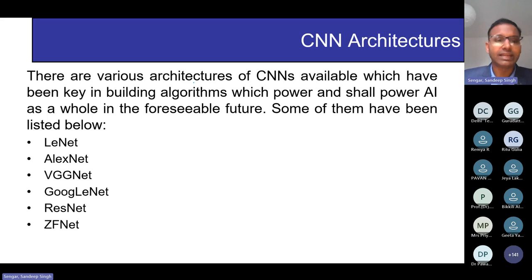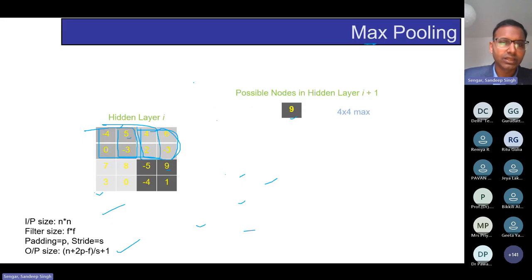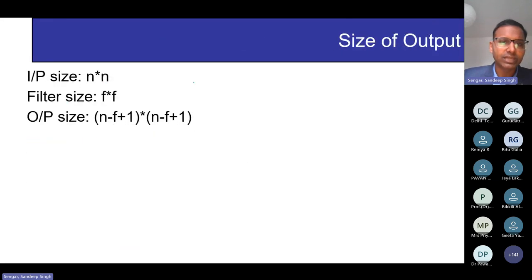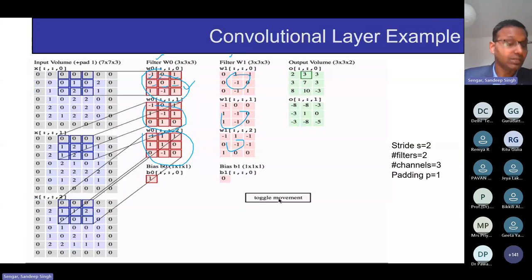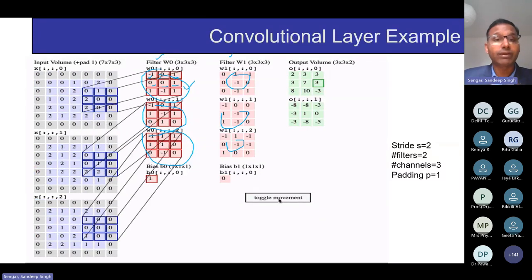In the VGGNet architecture, there are 16 layers or 19 layers, depending on the type of architecture you are using. Those 16 and 19 layers are already trained on the ImageNet dataset. Already trained means they have already calculated the weights, the parameters. Now we can directly use these weights for our application purpose.